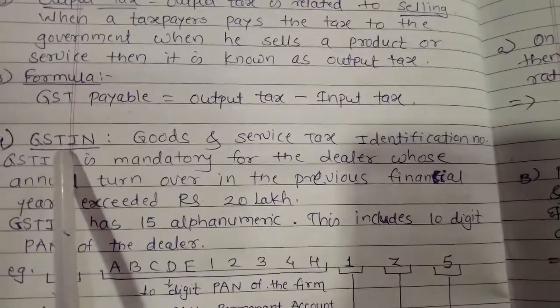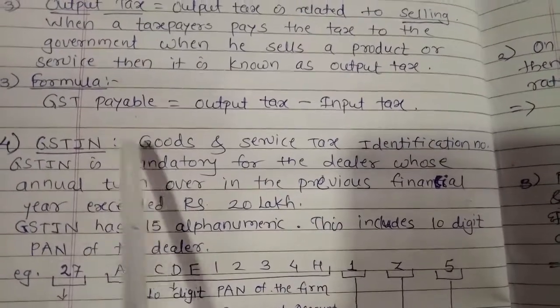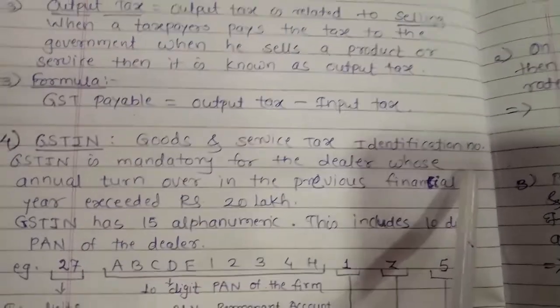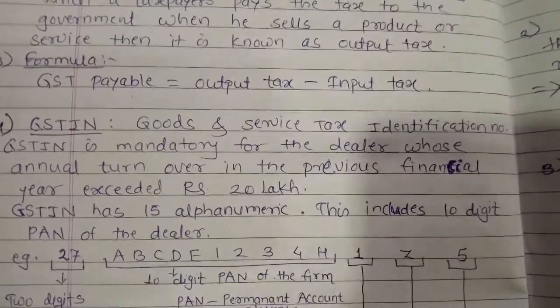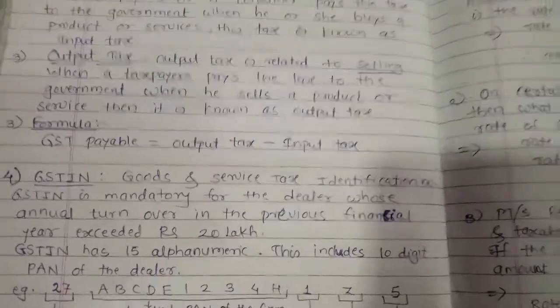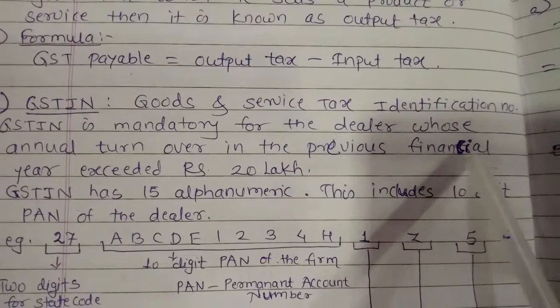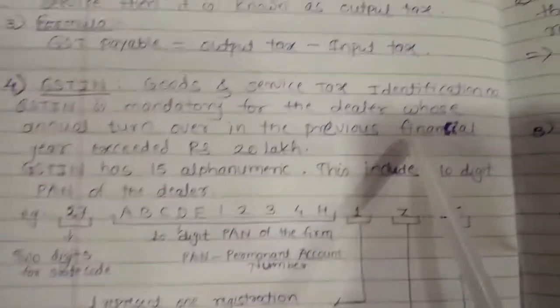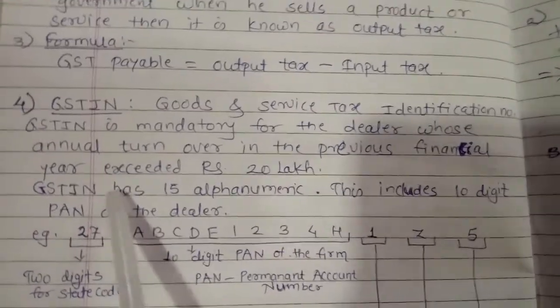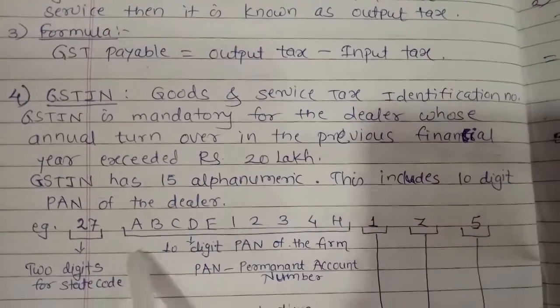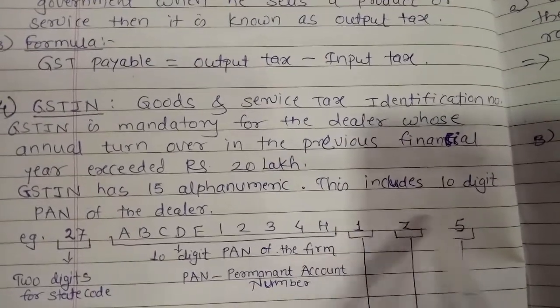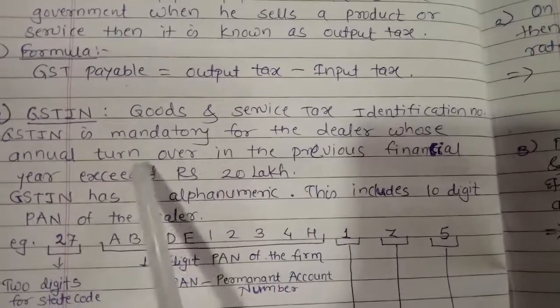Now the next term is the GSTIN. So what is the long form? That is Goods and Services Tax Identification Number. When we sell or purchase any object, we get the receipt from the dealer or any shop. इसके ऊपर जो एक नंबर रहता है like this one, वो जो नंबर है उसको हम GSTIN बोलते हैं.